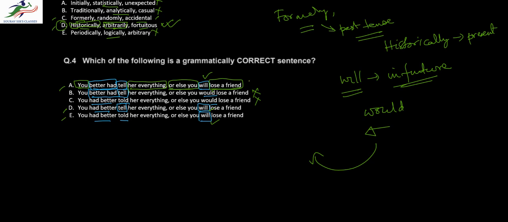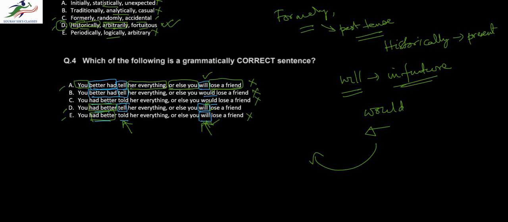So option 1 is ruled out. Option 2 is already ruled out. So we are left with 4 and 5. Now notice that both of them have will, so this is correct. They both say had better, which is correct. The only difference is tell and told. So you had better told something means you had better done something in the past. Told is a past tense. So if it is a past tense, then will doesn't fit in. Then it would be would. So therefore, sentence E is not correct.